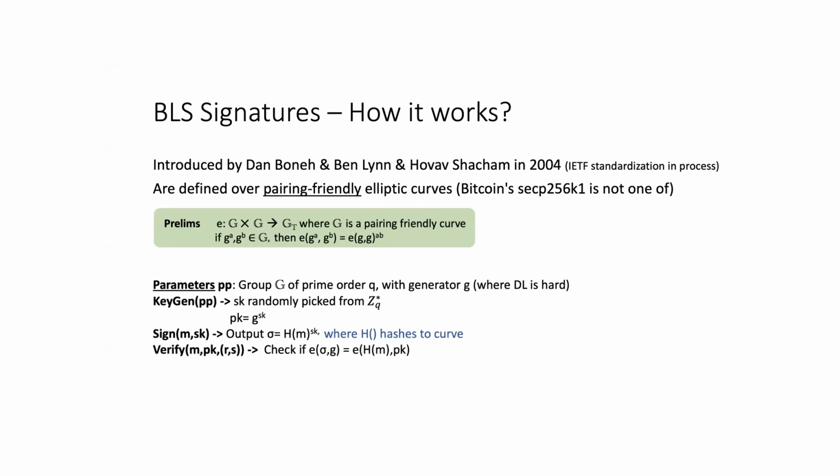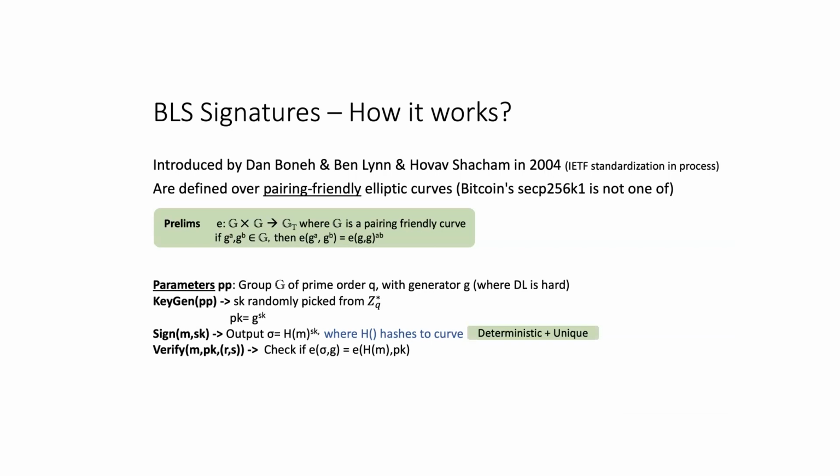And then to verify that the signature is correct, and sorry, this should just be sigma here, you just need to check if the pairing of sigma comma g is equal to the pairing of the hash of the message comma public key. And here again, it's very, very easy to see why the algebra works. Verification is very nice. Do people see why this verifies? It's much simpler than before.